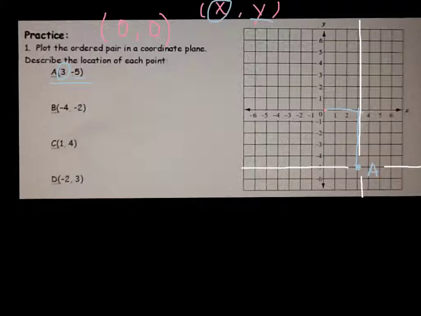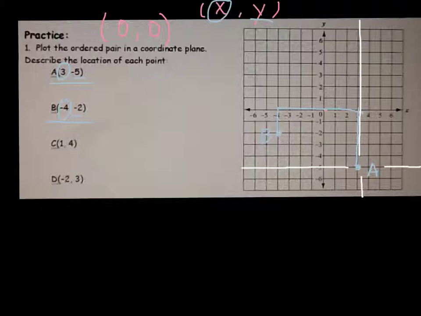For our second point, we're going to plot the point -4 and -2. Again, we're going to start at that 0, 0 in the middle. Then our x value, our first number that comes, is -4. So I'm going to start at 0, 0. This time though I'm going to start by going to the left. So I'm going to go to -4. Then it tells me to go to -2. My y value is -2, so I'm going to again go down to -2, and I'm going to place my point there, and then I'm going to put my letter B somewhere close by.